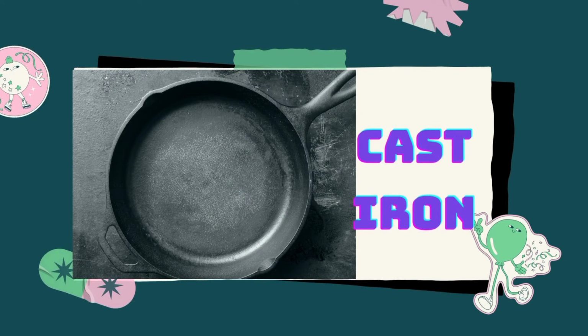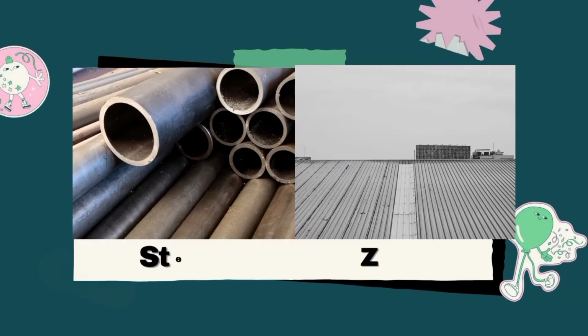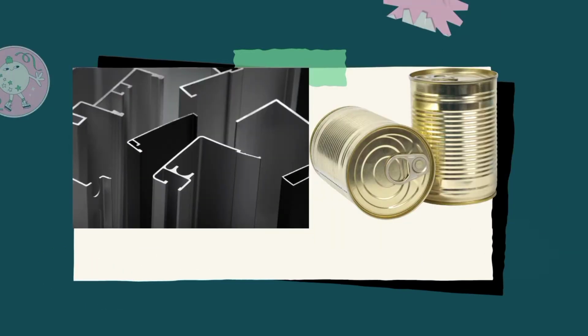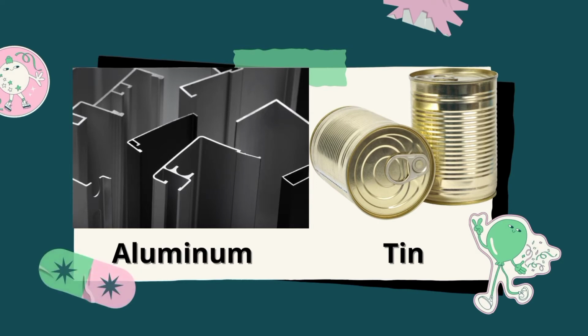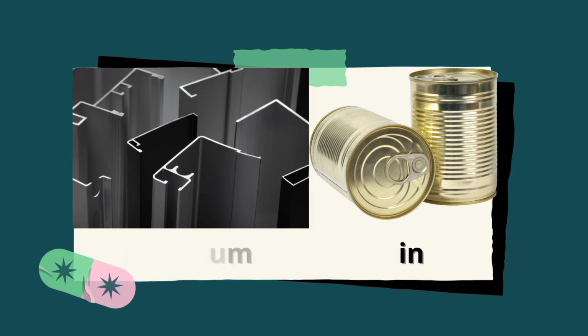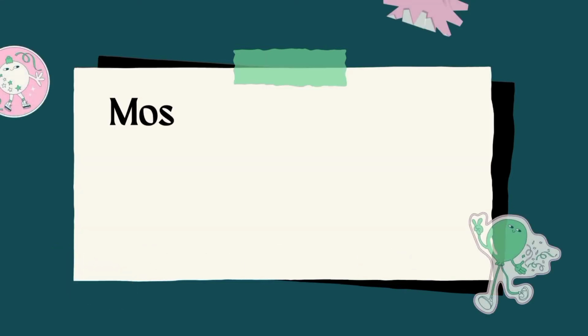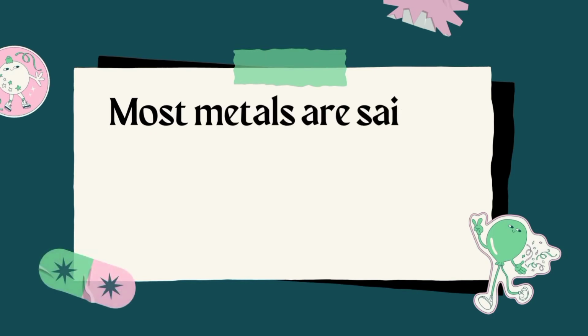Examples of these materials are: one, we have cast iron. Of course, cast iron is a very good material that conducts heat. We have steel, we have zinc. These are materials that are good conductors of heat. We also have aluminium, we have tin, we also have copper, we have silver. All these and most metals are regarded as good conductors of heat.